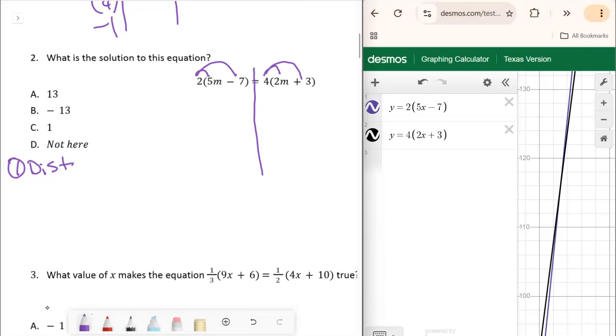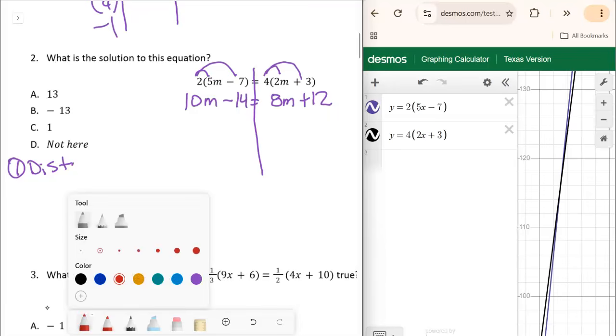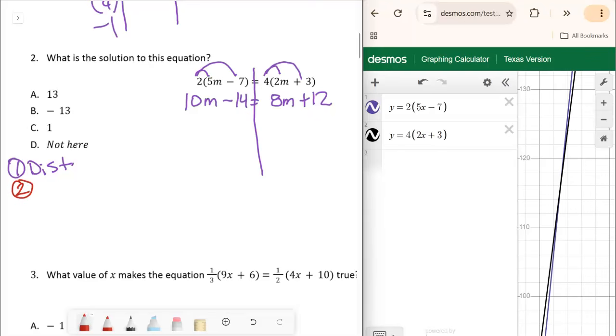So 2 times 5m is a 10m. 2 times negative 7 is a negative 14 equals. On the other side, 4 times 2m is 8m. And 4 times 3 is a positive 12. Step number 2 is combine like terms. There's nothing to combine.